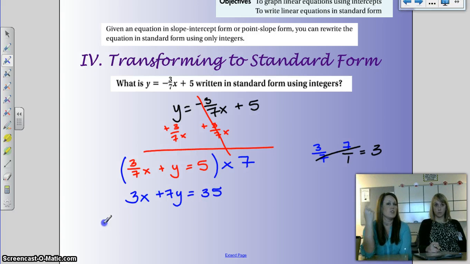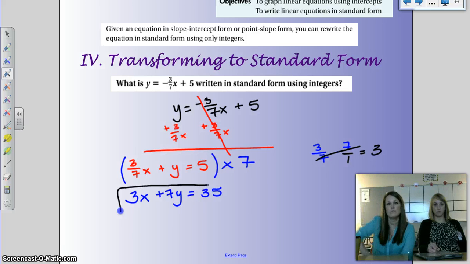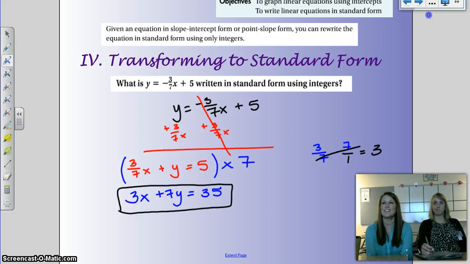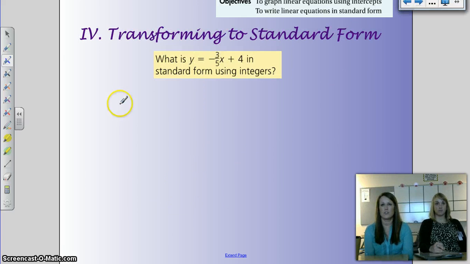Now I always go back and check my rules. A, B, and C have to be integers. 3, 7, 35, yes. And A cannot be negative. It's positive. Done. That was easy. It's so fun. I love this stuff. Done. Let's try it again.